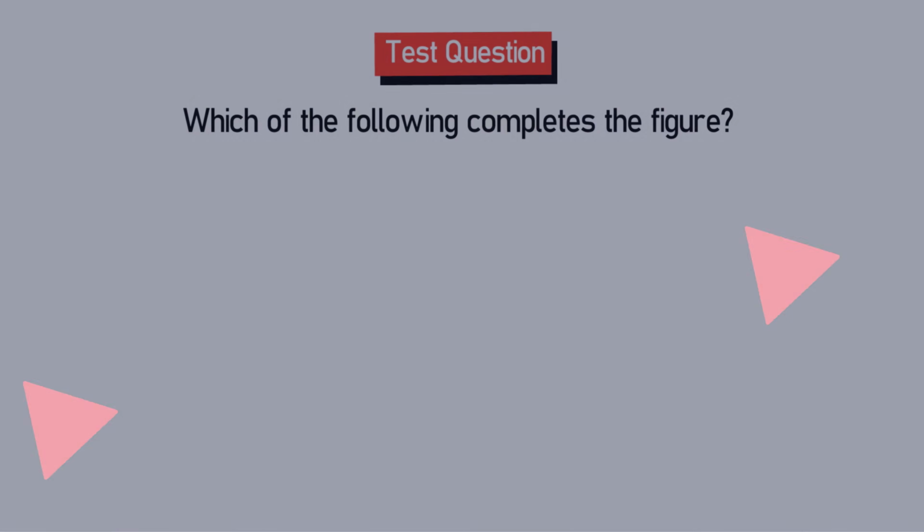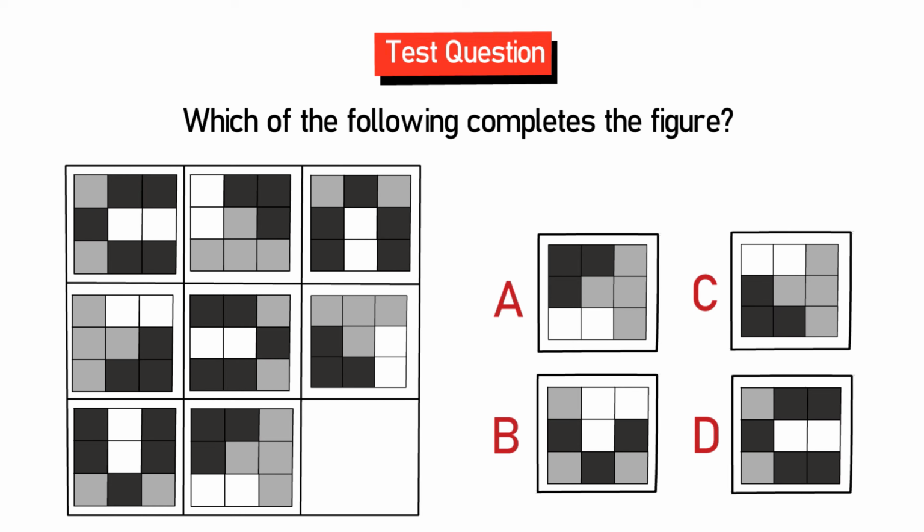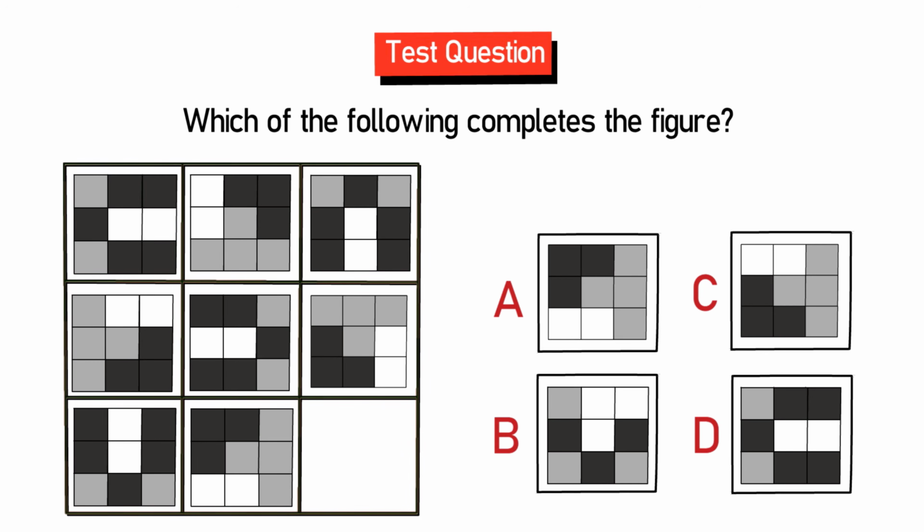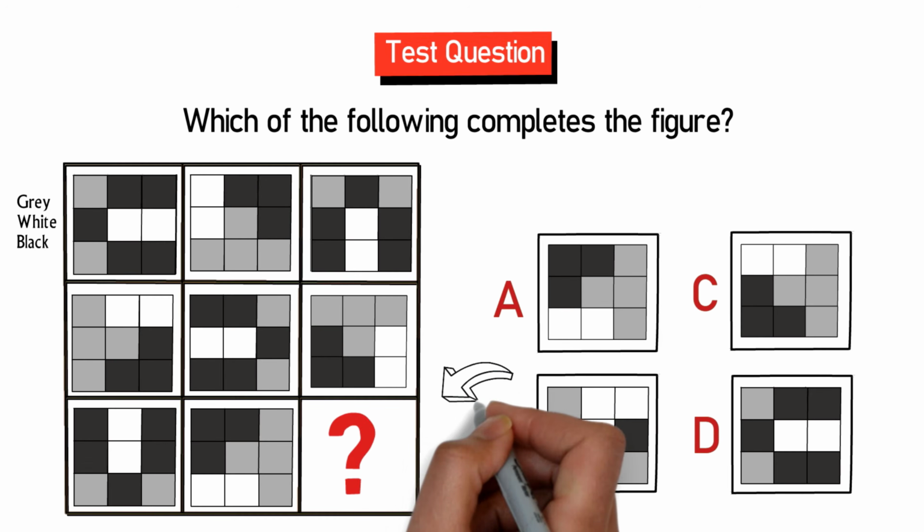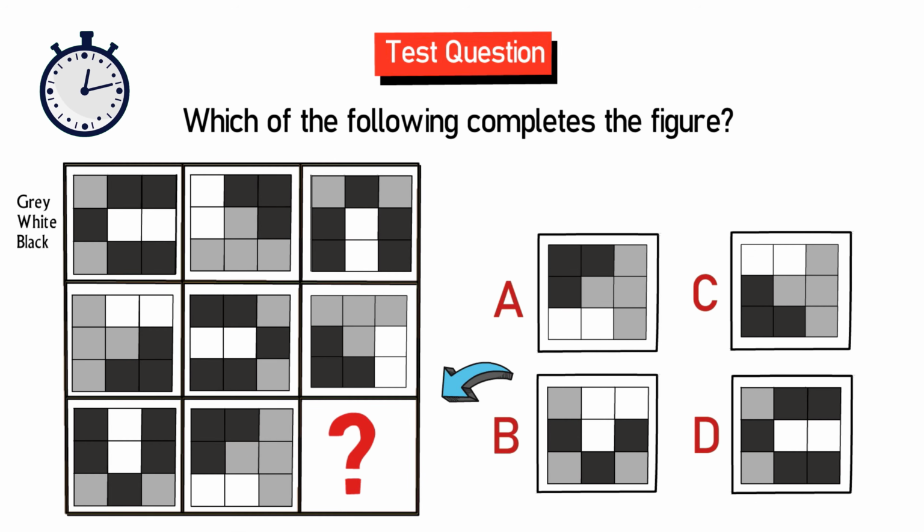I wanted to share with you a cool question which started showing up on the tests very recently. You're presented with a 3x3 matrix. Each square of the matrix contains another matrix inside with 3x3 small squares. There are different colors inside the small squares. In this case, we see gray, white, and black. One 3x3 square is missing, and you need to select out of the 4 possible choices, A, B, C, and D, and your goal is to determine which of the following shapes completes the figure.